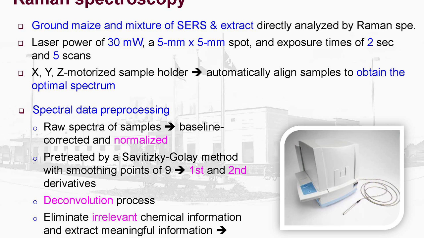Raman spectroscopy was measured on ground maize, and the mixture of surface enhanced Raman substrate and extract was directly analyzed by Raman spectroscopy. We used this condition, and then the spectral data was processed into normalized spectra, first and second derivative spectra, and deconvolution spectra. The reason for this pre-processing of spectra is to eliminate irrelevant chemical information and extract meaningful information to improve the classification and predictive accuracy.